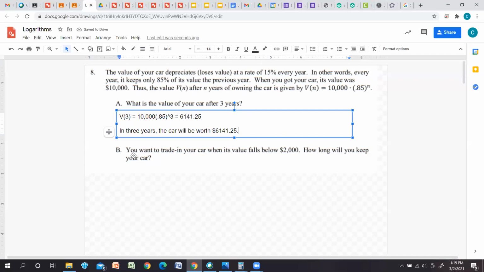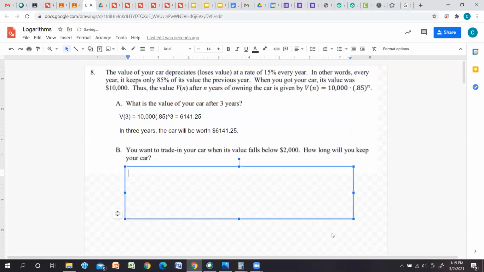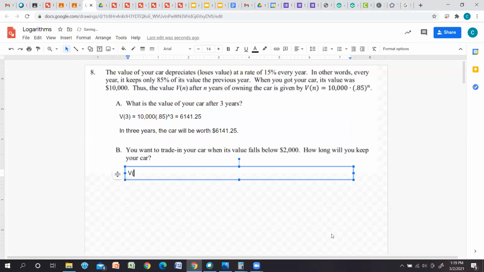So for part B, it's asked, you want to trade in your car when its value falls below 2,000. How long will you keep your car? Okay, so they're giving the output value, and we have to figure out the input value, the number of years. Okay, so V of n equals 2,000. So we're gonna write the symbolic representation, but replace the output with 2,000.